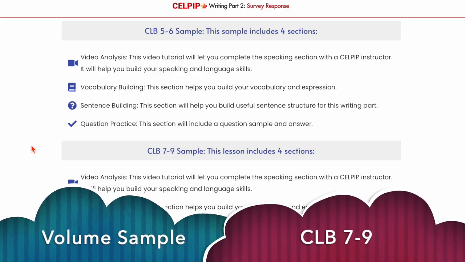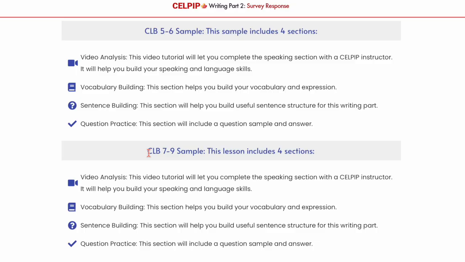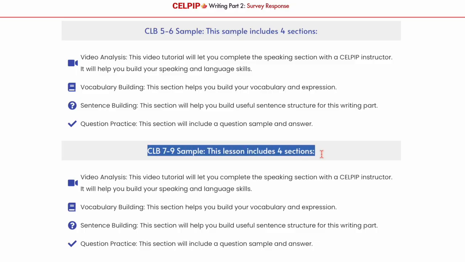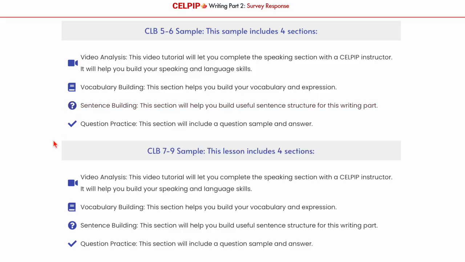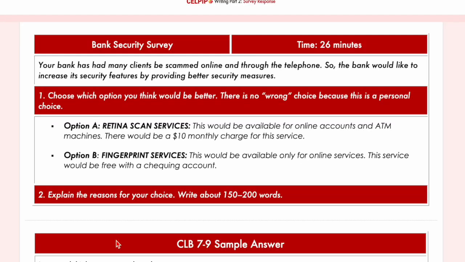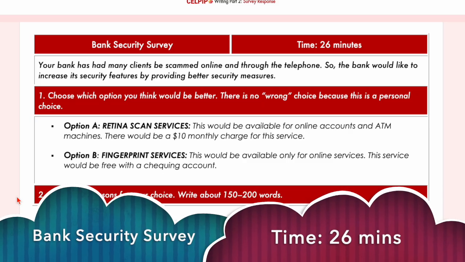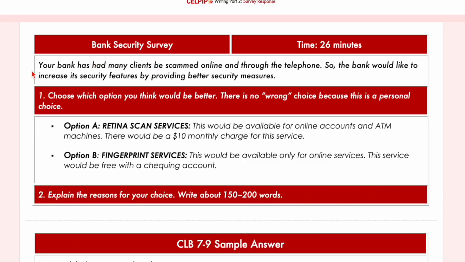And everyone, this will be a CLB 7 to 9 example, okay? So, bank security survey. Okay, very good. Your bank has had many clients be scammed online and through the telephone. Well, scamming online, that's true these days. So terrible. It's happening everywhere. Okay. So the bank would like to increase its security features by providing better security measures. Okay, very good. Very good topic.